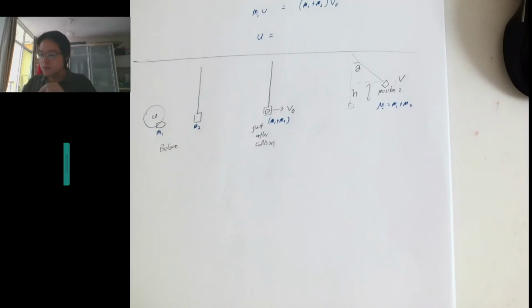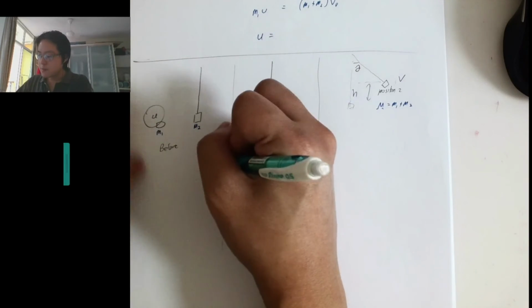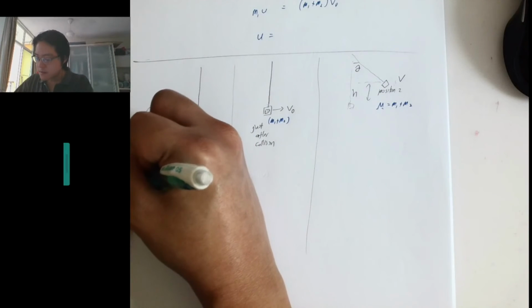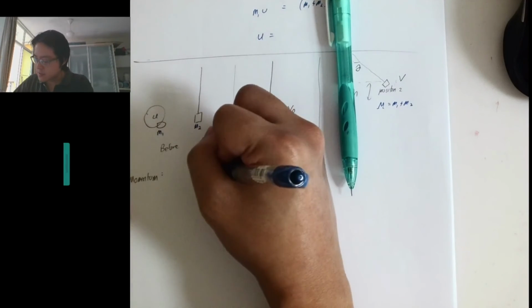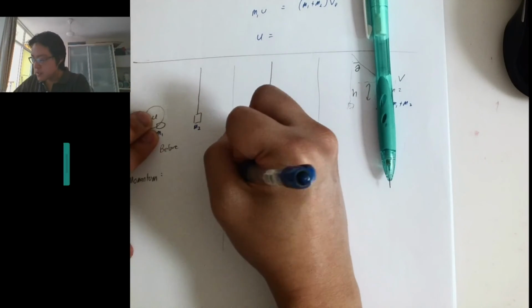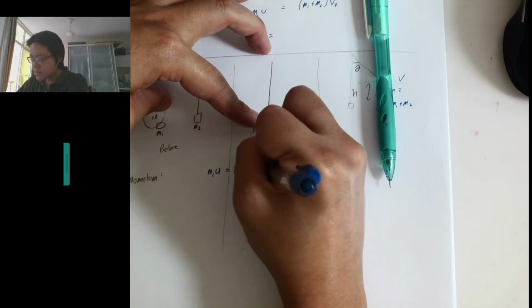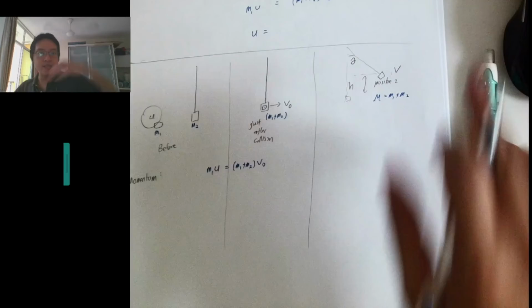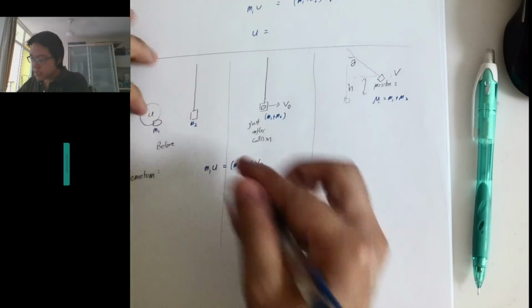So what is happening here is that the momentum is conserved here. So the initial momentum m1u is equal to (m1 plus m2) v0. And then from here to here, this is swinging upwards. There's gravity, so we do not count momentum anymore, but we still consider energy. So here energy is conserved.